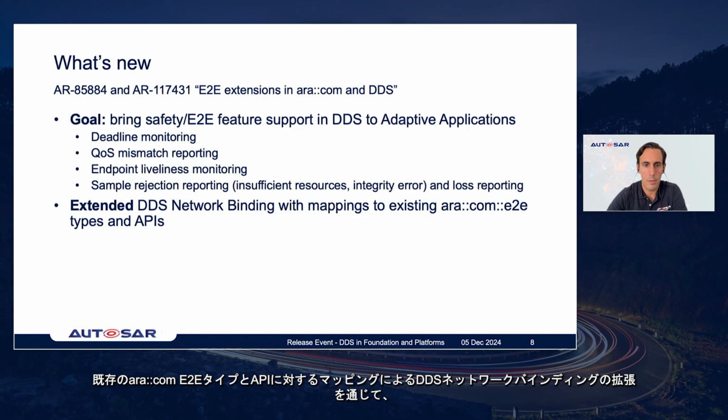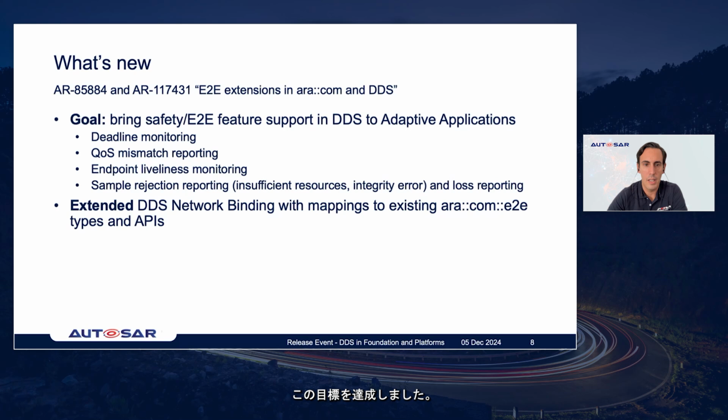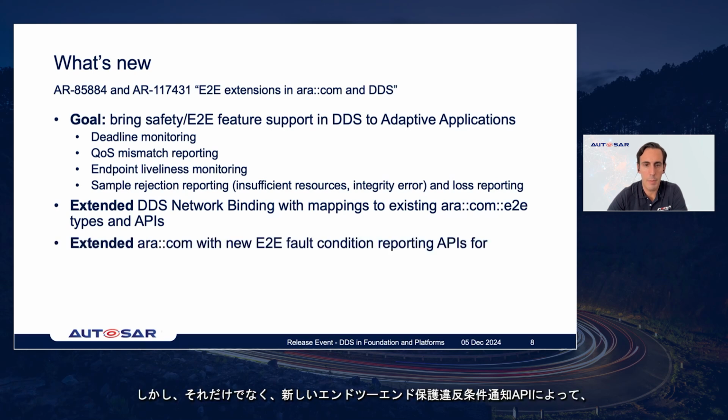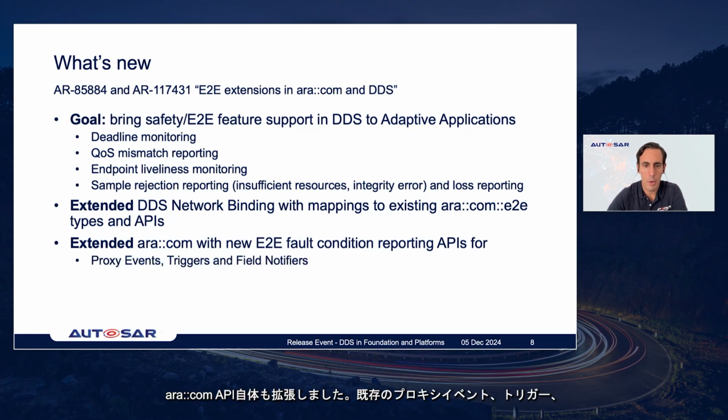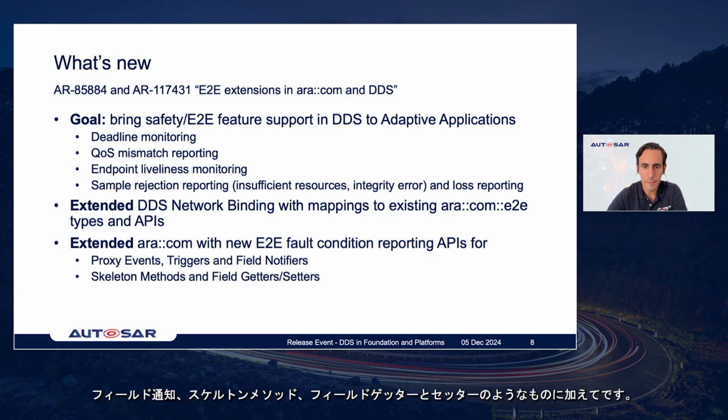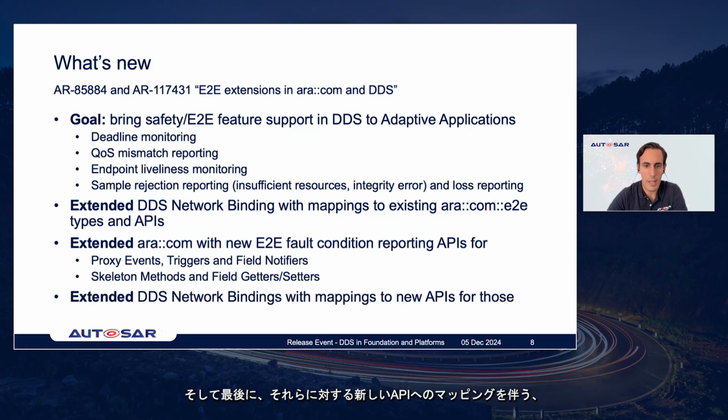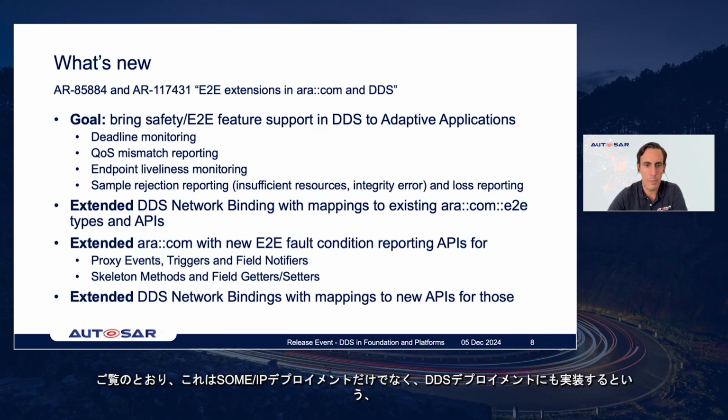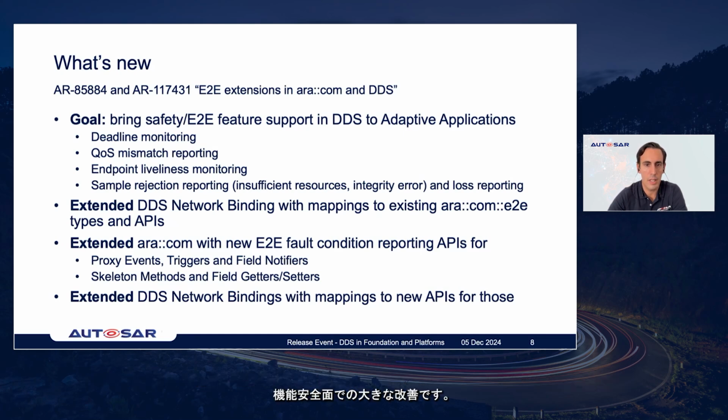And we have achieved this goal through extension of the DDS network binding with mappings to existing Aracom E2E types and APIs. But not only that, we have also extended the Aracom APIs themselves with new end-to-end protection fault condition reporting APIs for things like proxy events, triggers, and field notifiers, and skeleton methods, and field getters and setters. And finally, we have also extended the DDS network binding with mappings to new APIs for those. So as you can see, this is a great improvement towards functional safety to be implemented not only on some IP deployments, but also on DDS deployments.